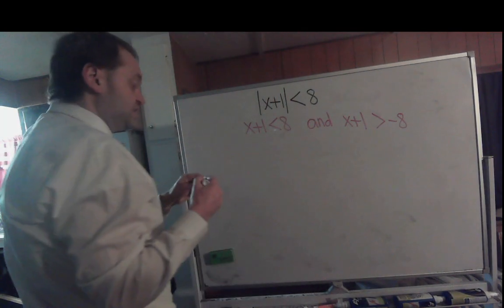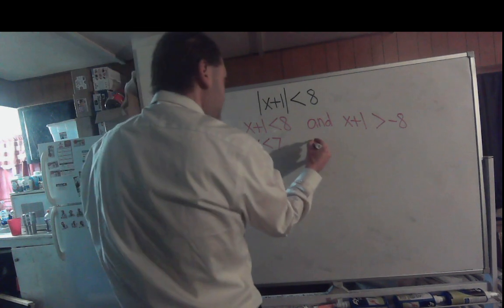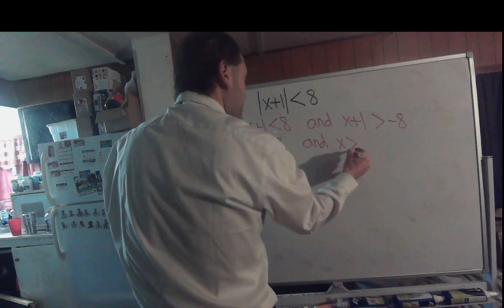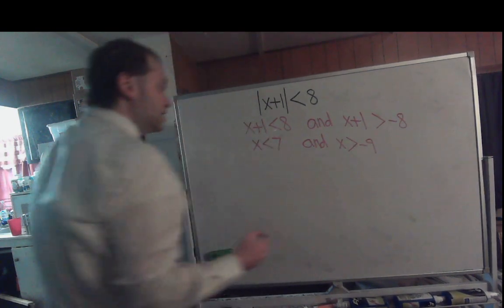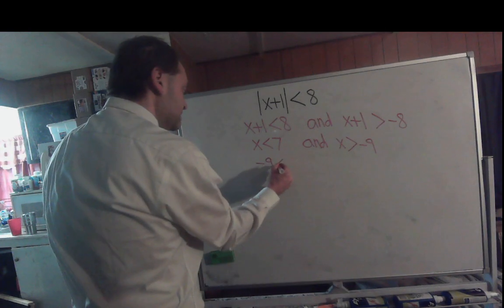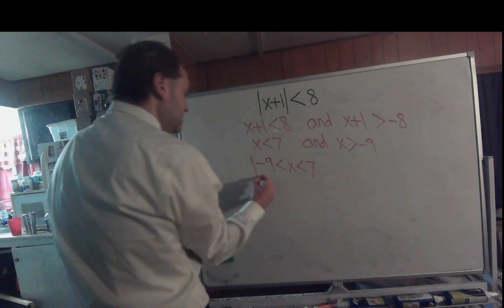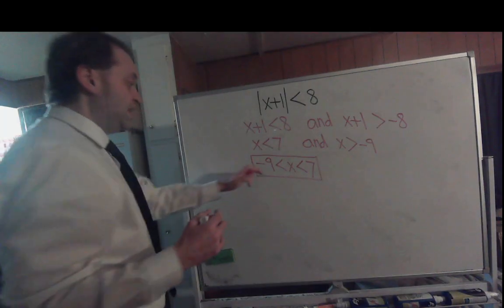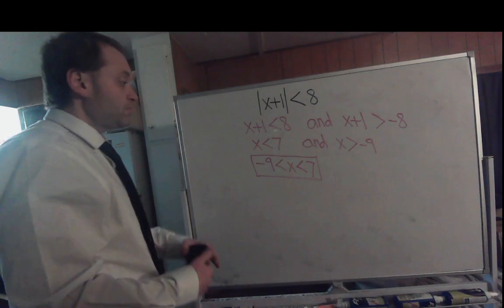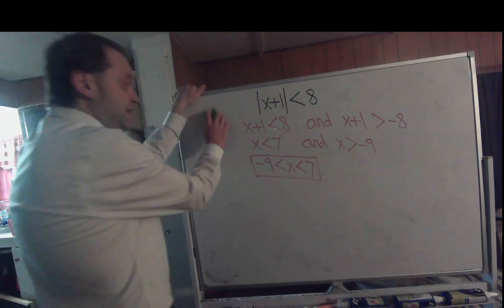And then you just solve these inequalities, you would end up having that x is less than 7, and x is greater than -9. Well, if x is greater than -9, that means that -9 is less than x, and then you have that x is less than 7. So your solution to this would be that -9 is less than x, which is less than 7. And if you're curious, just stick any value in this range in there, you'll get a true statement.